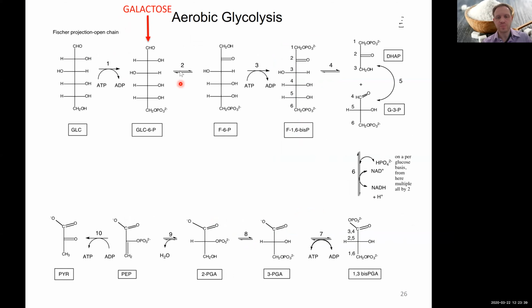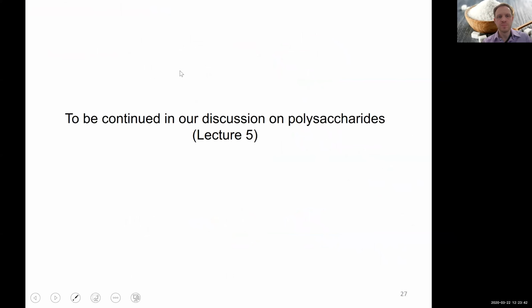Okay. So this is a chapter on alternate sugars outside of glucose. We will continue this discussion, both for the utilization and the storage of sugars, in our next lecture, lecture 5, when we start to talk about polysaccharides.